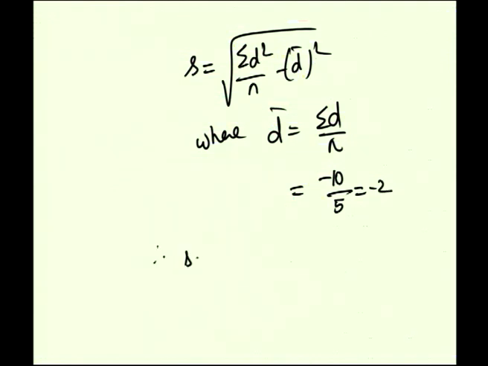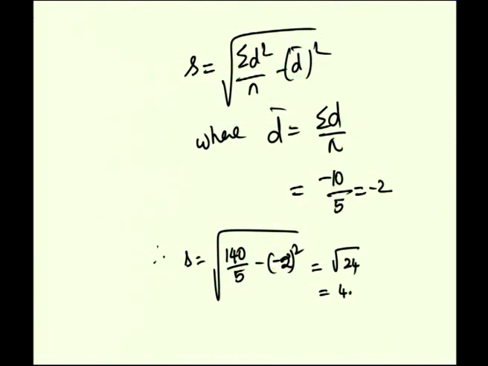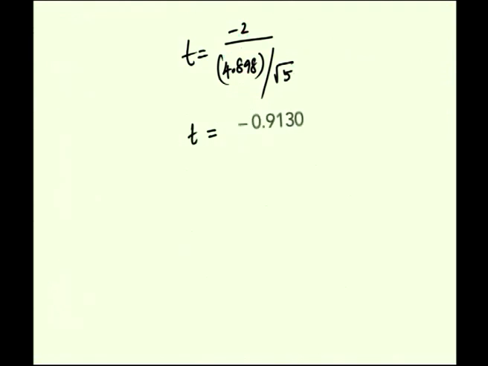Therefore, s is equal to root of summation d square, which is 140, divided by 5, minus 2 whole square, is equal to root of 24, equal to 4.898. Then the t value will be d bar, which is minus 2, and s value 4.898 divided by root of 5. So, 2 into root 5 gives you the ultimate t value as minus 0.9130. So, now we have come to the conclusion step, the comparison step.